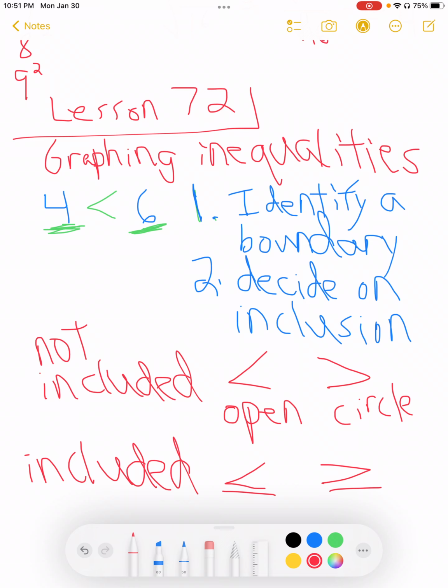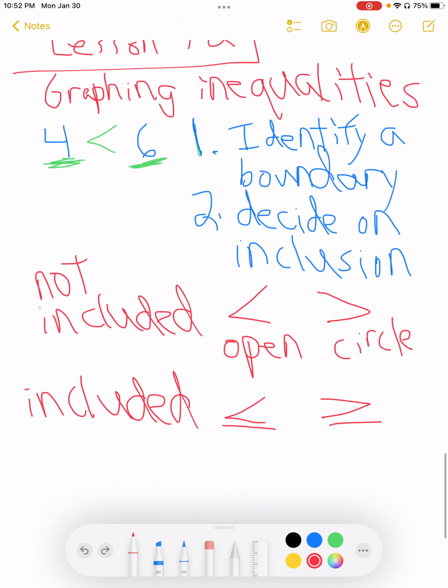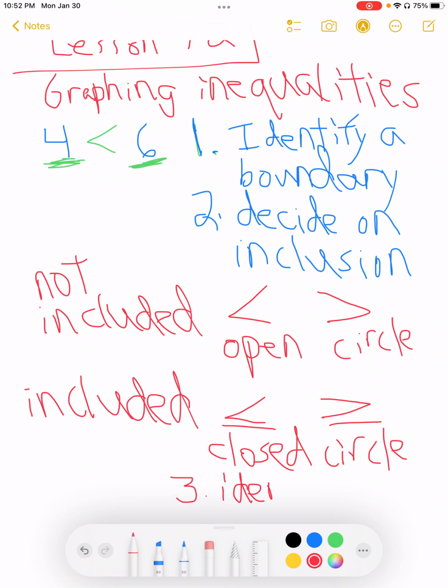We could say that if I had something over here, it'd say x, and I guess we'll just leave it like that for now, because I don't have room. But this bottom thing right here means or equal to. So that means or equal to. If it's included, then we have what we say is a closed circle. And then the last thing we have to do is identify the direction. So we'll say identify direction.